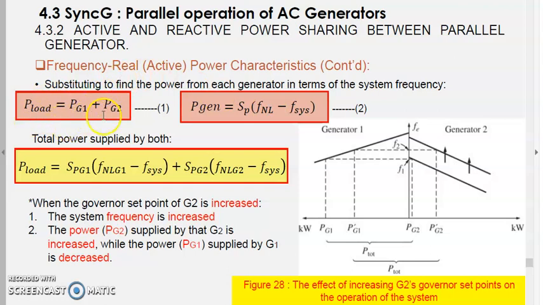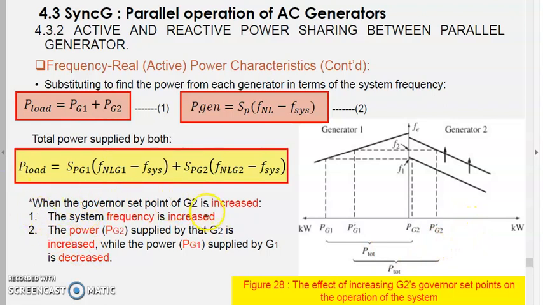So P load will become PG1 plus PG2. Meanwhile, your generator load power is your SP times full load speed at no load, minus system speed frequency. So the total power supplied by both generators is equal to this one plus P genset 2.